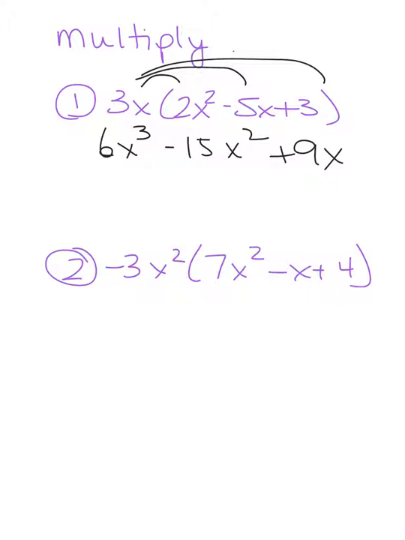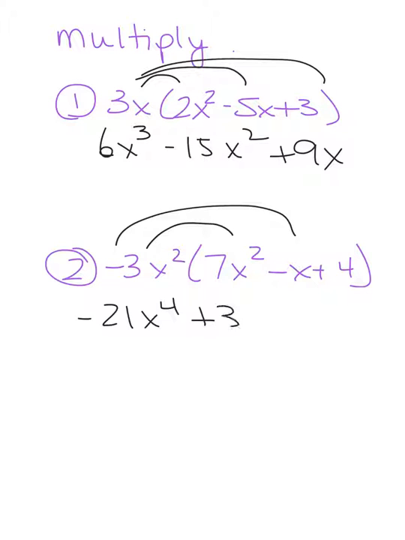And number 2, I have to be careful with that negative sign in front. So I have negative 3x squared times 7x squared gives me negative 21x to the 4th. Negative 3x squared times negative x gives me positive 3x to the 3rd. And then negative 3x squared times 4 gives me negative 12x to the 2nd power.